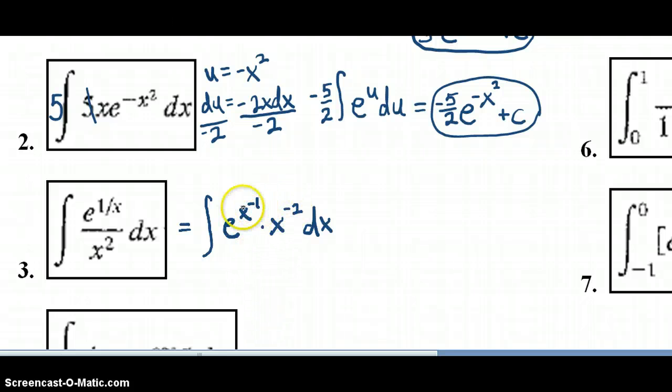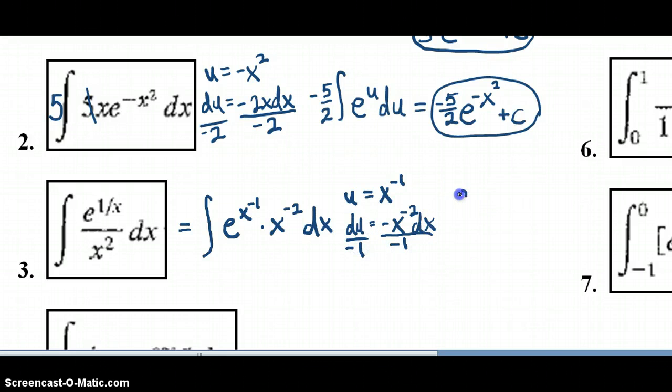So once I see that e raised to the power, more often than not, u is going to be what e is raised to. So x to the negative 1 power, which makes my du negative x to the negative 2 power dx. And I don't want negative x to the negative 2, so I have to divide by a negative 1. But now I can rewrite my integral.